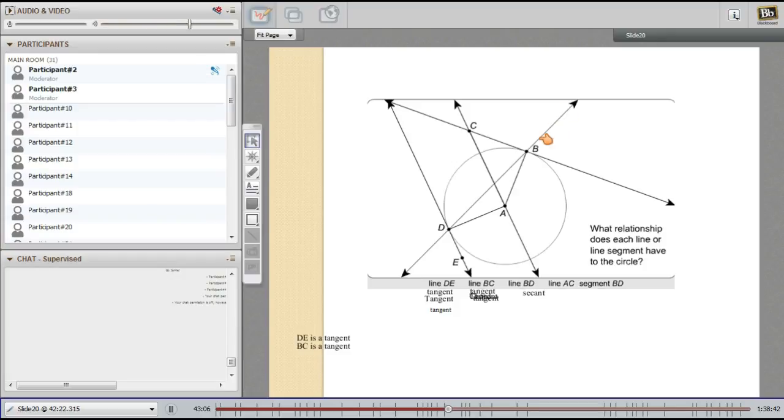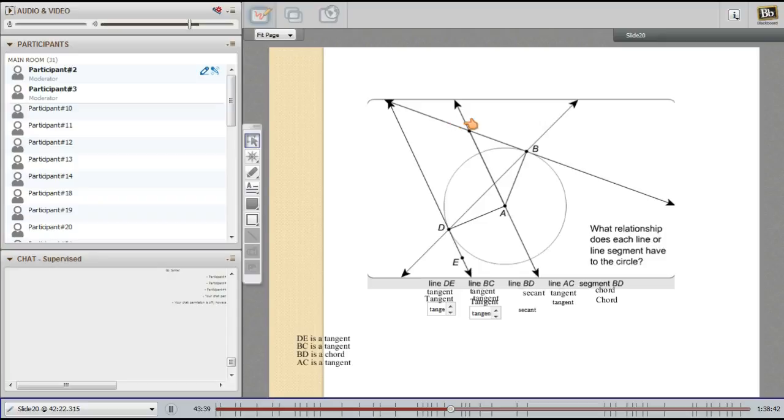Line AC and segment BD. Okay, I'm seeing good answers here. Line DE is a tangent, right? Line DE, it intersects the circle at 1 point. The point of tangency is right here at point D. So nice job, you guys who put tangent.